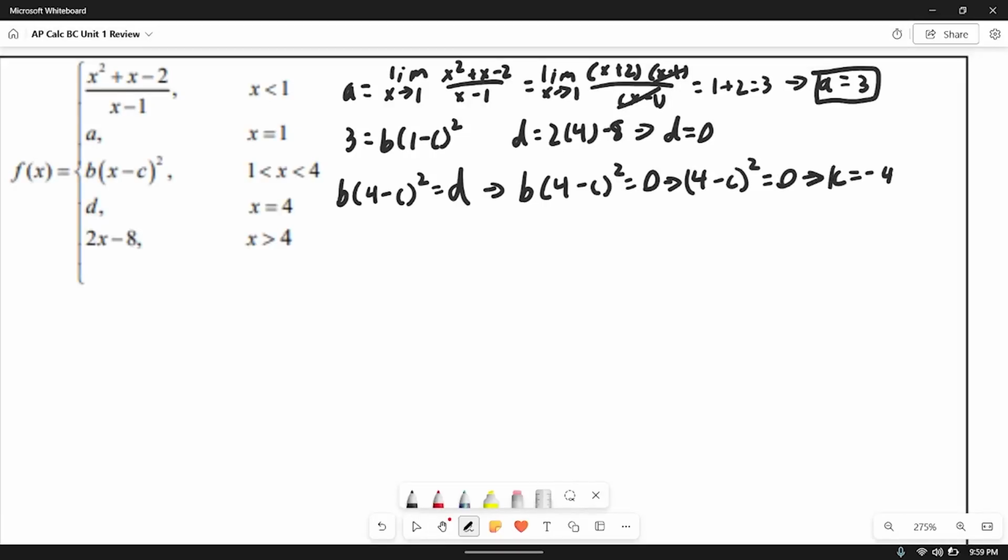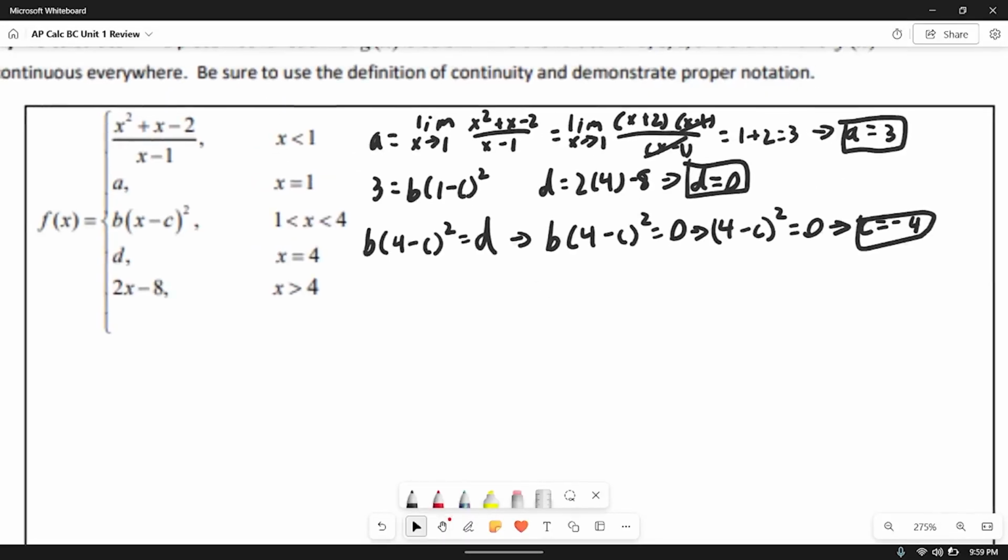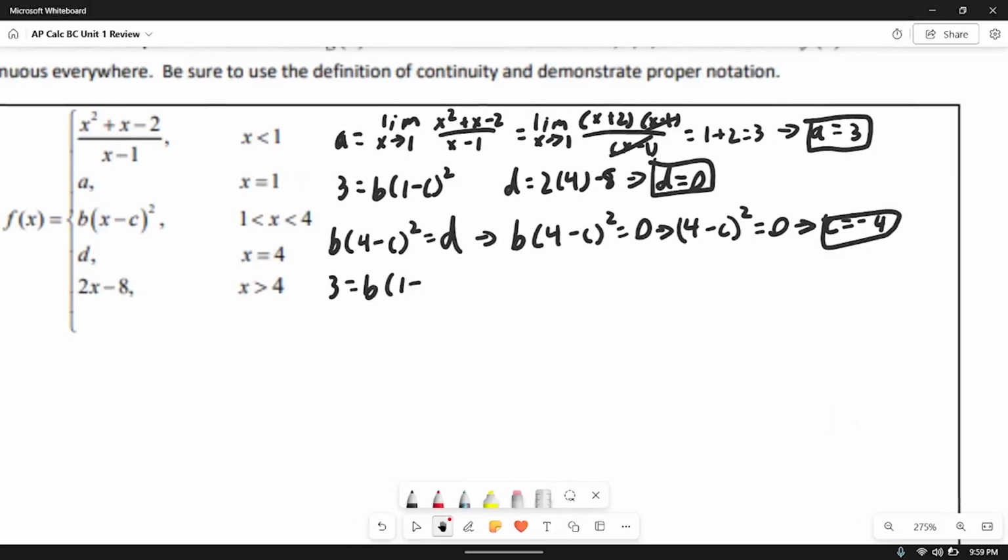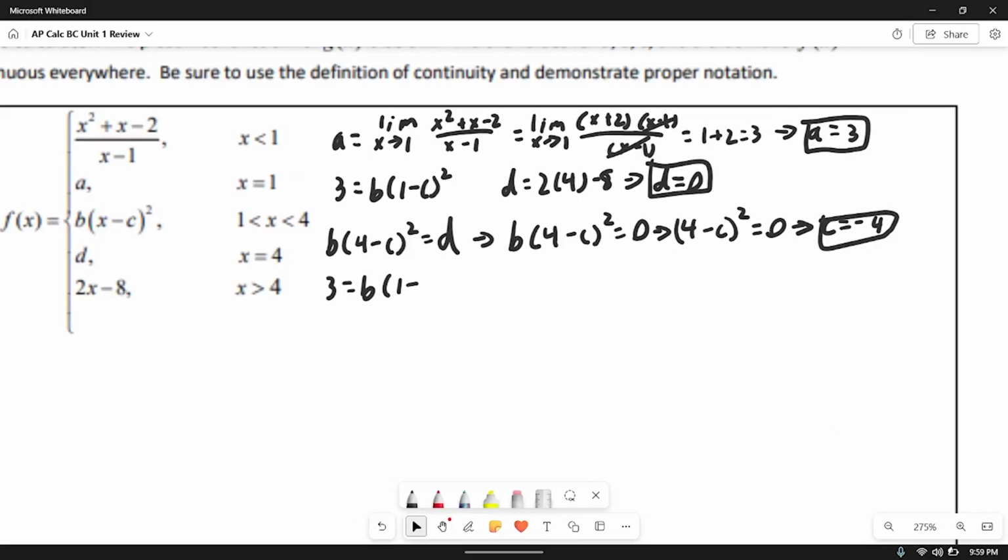So I'm going to box that, and now we can finally use this equation and solve for b. So we have 3 equals b times 1 minus, and this is, no, this is not a negative 4, this is a positive 4, sorry, because it's 4 minus 4. So 1 minus 4 squared, so 3 equals, this is negative 3 squared, so 9b, so then b equals 1/3, and that's our answer for b.